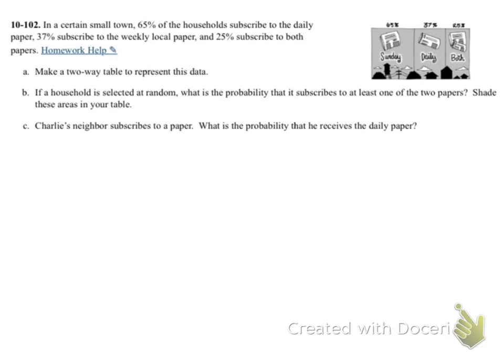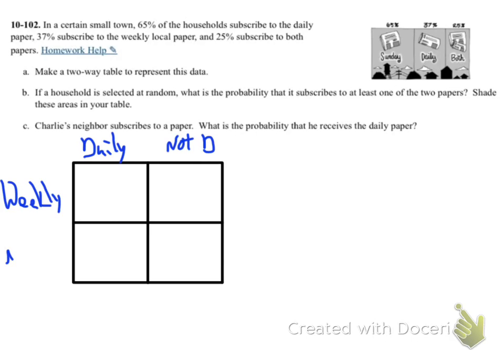Problem 102, we're taking a look at a certain town and some newspapers for that town. Problem A wants us to make a two-way table for this information. So I'm going to go through and make my two-way table. On one of the sides I'll have the daily newspaper and not having the daily newspaper. You could do either the top or the left side, it doesn't matter. But the other side is going to be the weekly newspaper or not the weekly newspaper.